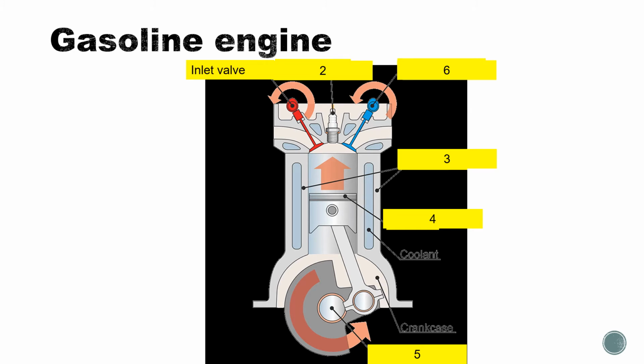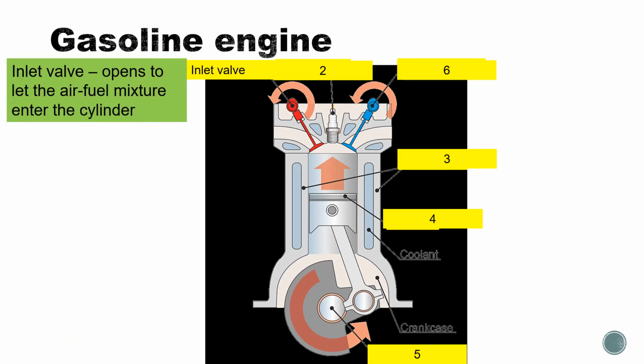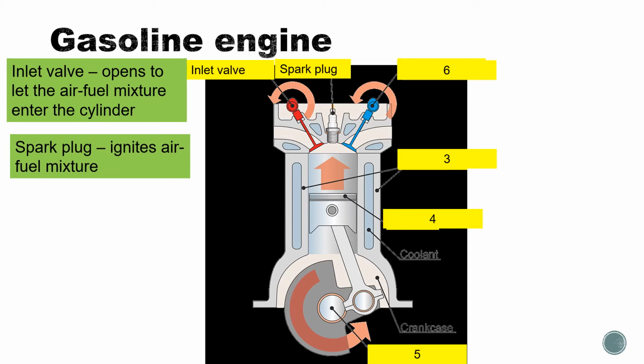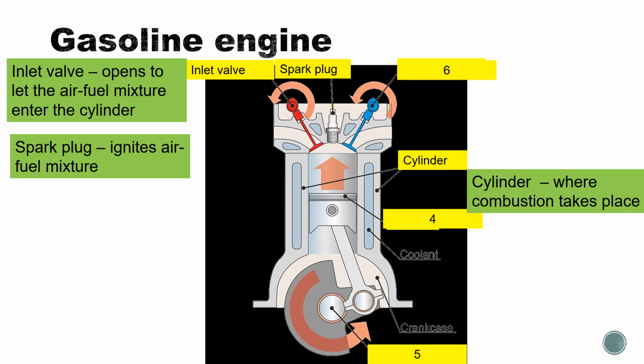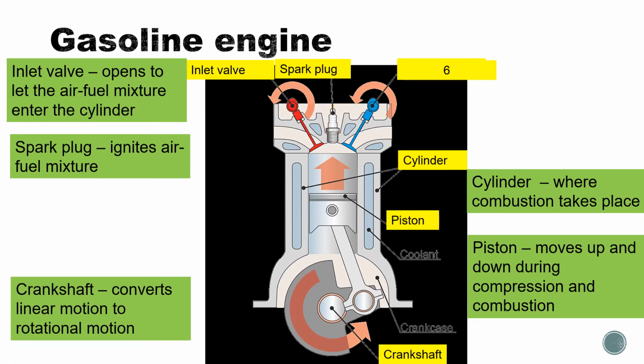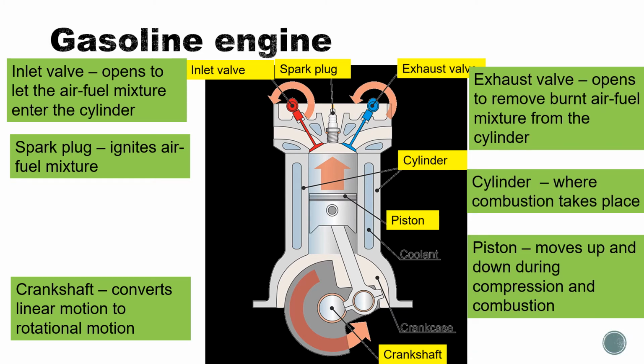First, the inlet valve. The inlet valve opens to let the air-fuel mixture enter the cylinder. A spark plug ignites the air-fuel mixture. The cylinder is where combustion takes place. Piston moves up and down during compression and combustion. The crankshaft converts linear motion to rotational motion and is connected to the wheels of the engine, while the exhaust valve opens to remove the burnt air-fuel mixture from the cylinder.